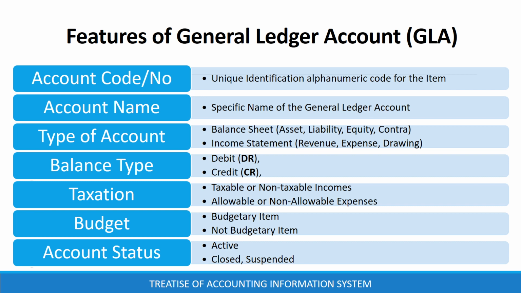For the purposes of taxation, revenue accounts can either be taxable or non-taxable incomes, while expenses account can either be allowable or non-allowable expenses. For the purposes of preparation of a budget and enforcement of budgetary controls, accounts can either be set as a budget line item or a non-budget line item. The status of an account can either be active, suspended, or closed.